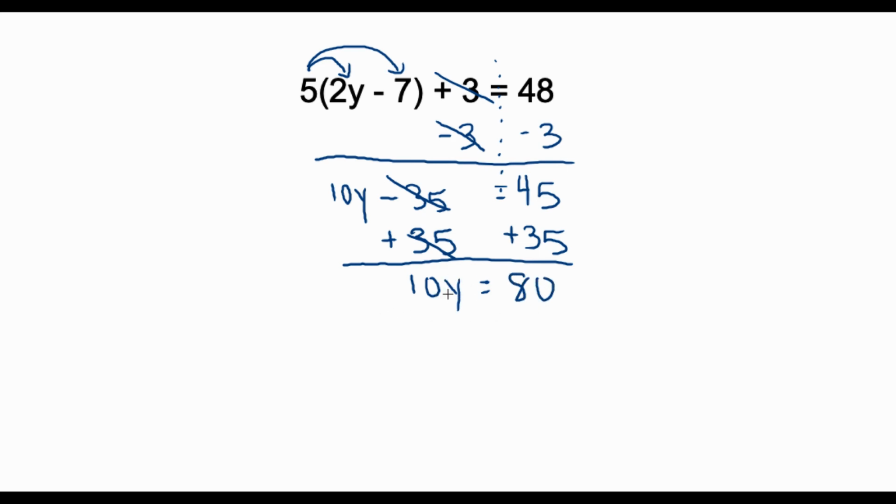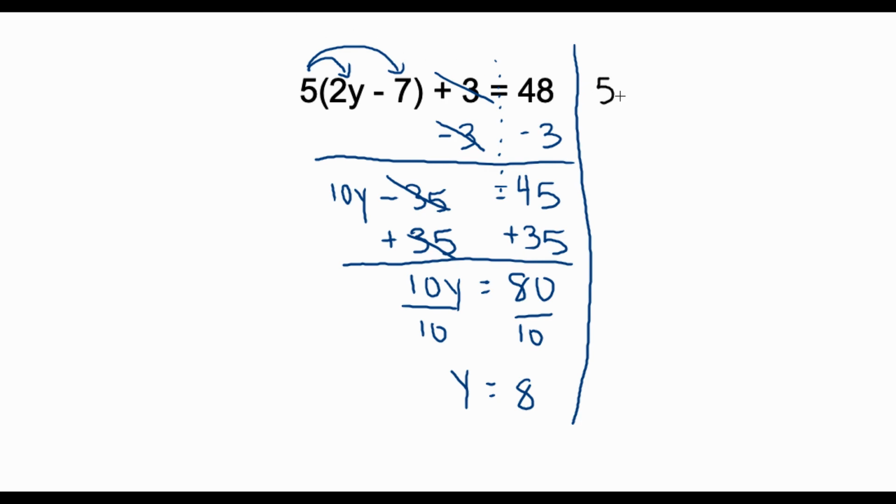And then to isolate the y totally, I'm going to divide by its coefficient, the 10 here. And then that would give me y equal to 8. But I also said that you could solve this by dividing by the coefficient. However, not right away. So real quickly here, I'm going to rewrite the equation. And I'm going to show you how you could divide by the coefficient of 5.